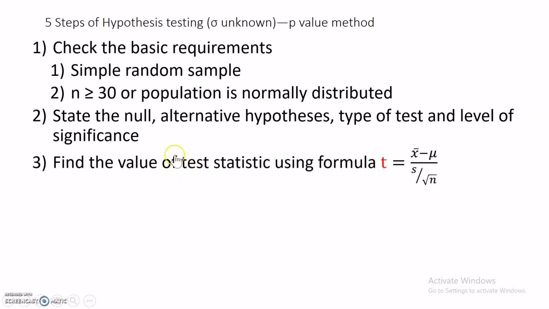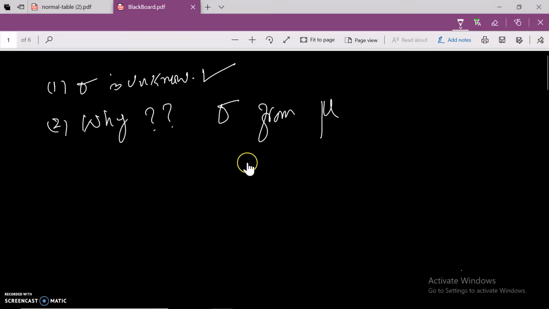Third step. In the third step, we find the value of the test statistic, and for this purpose we use this formula: t equals x bar minus mu, divided by s, the sample standard deviation, over the square root of the sample size. Now let's see where this formula comes from. We don't know the population standard deviation, so we approximate it by the sample standard deviation, right?